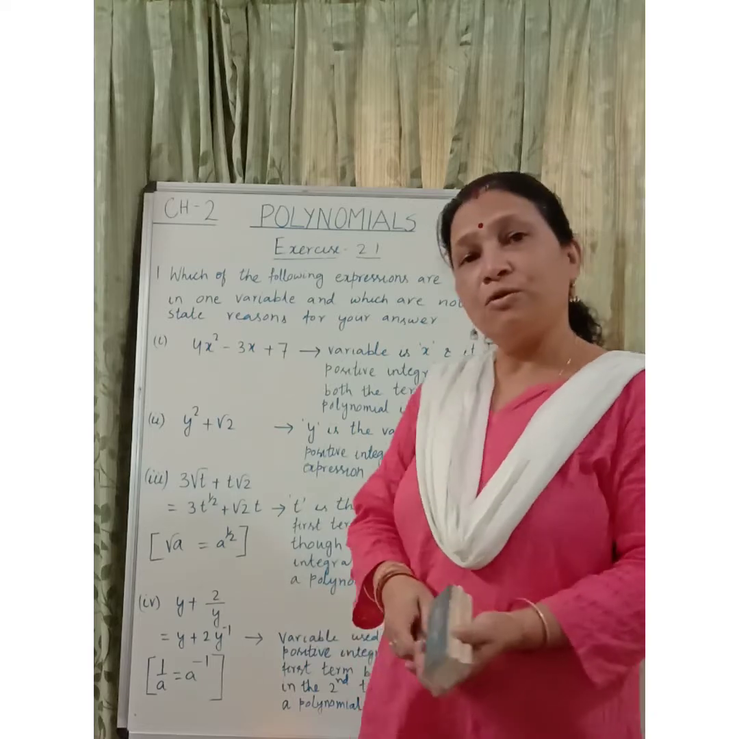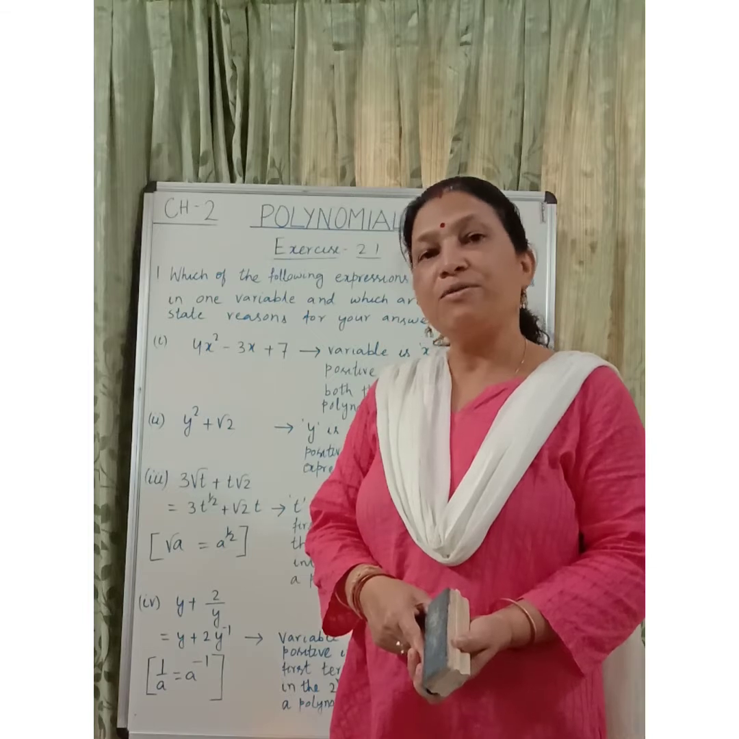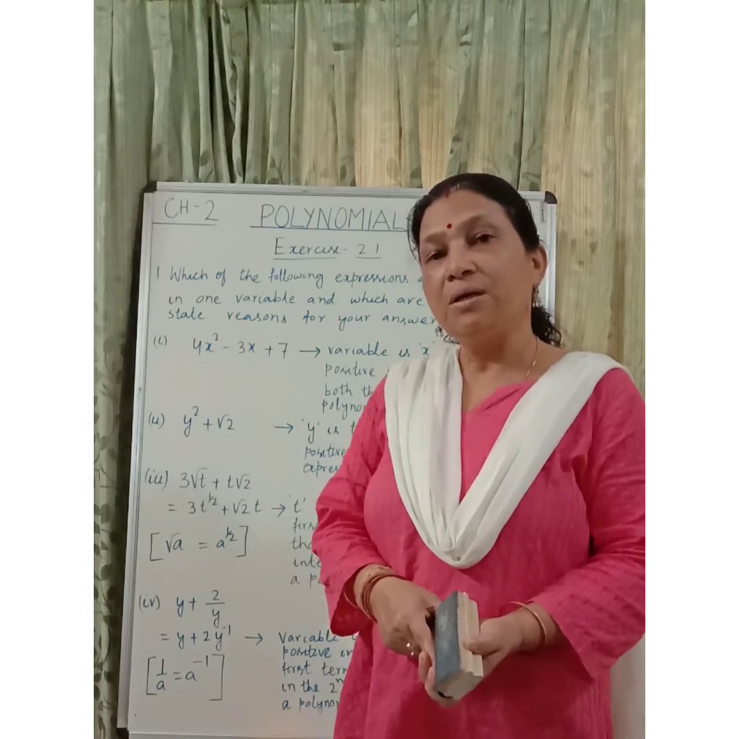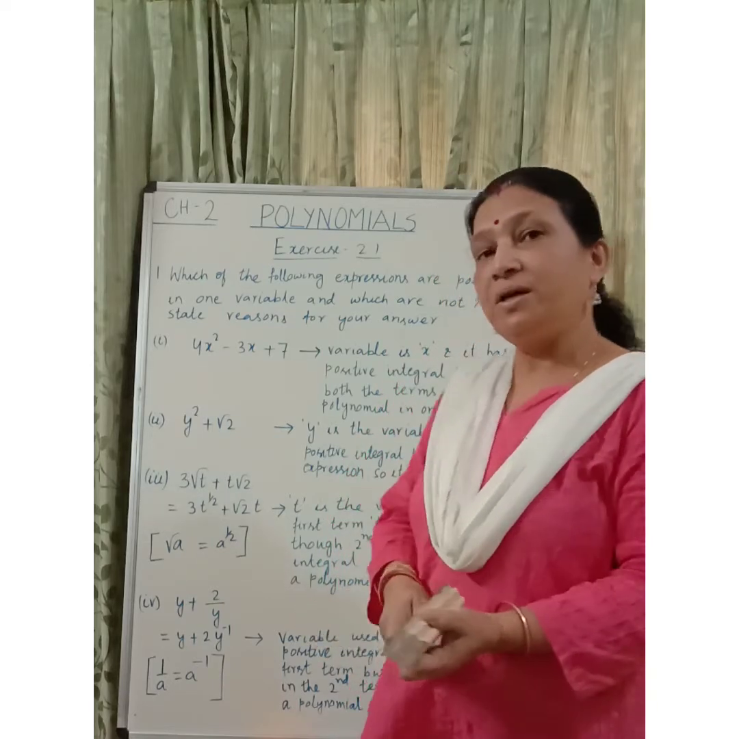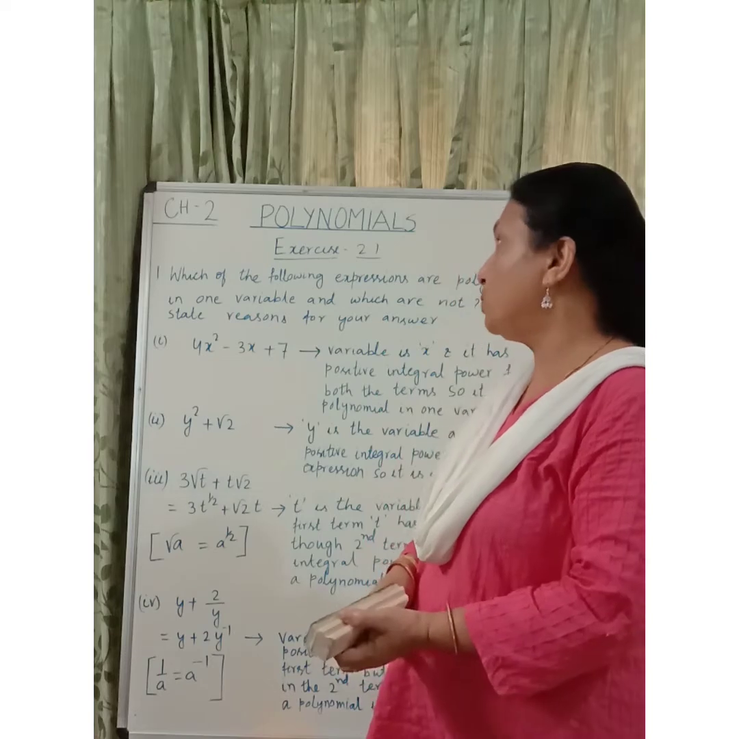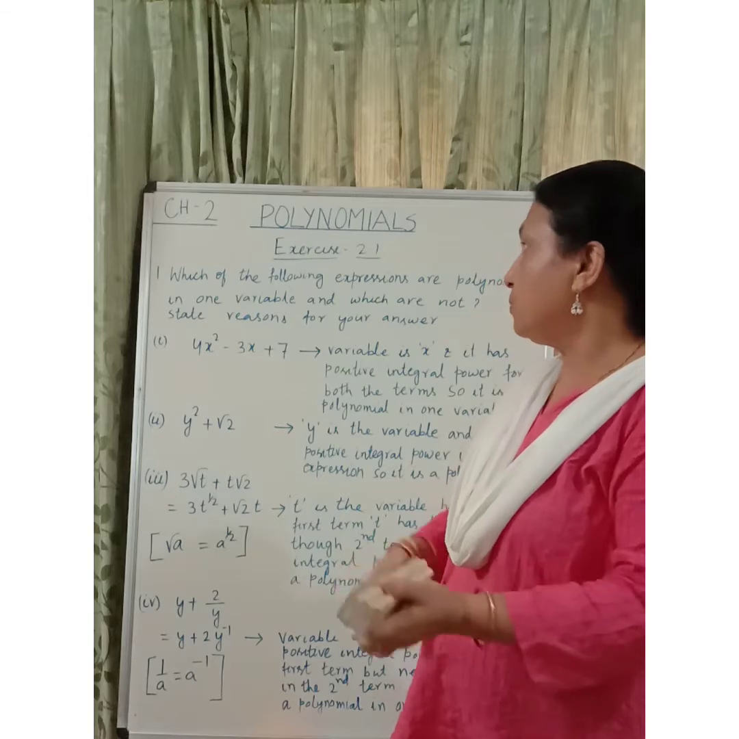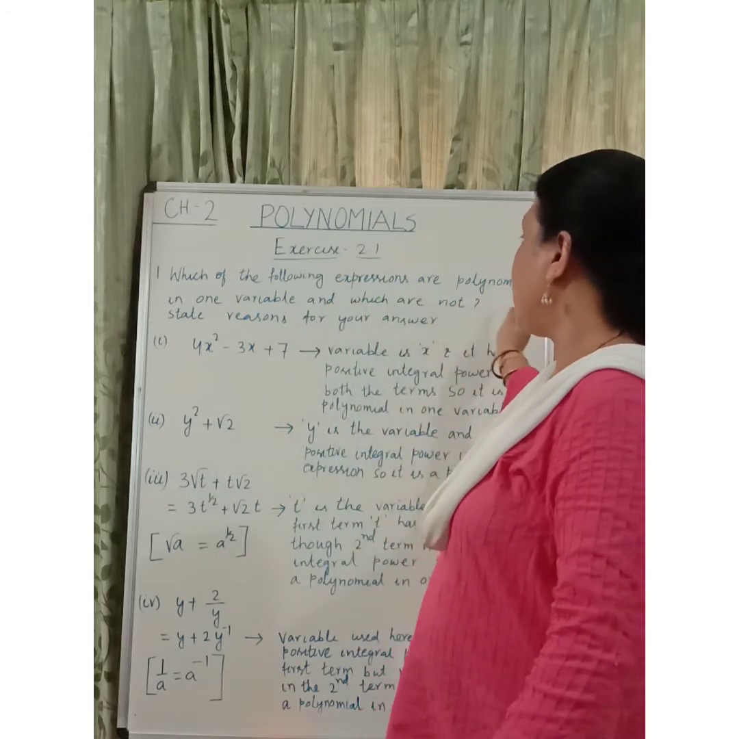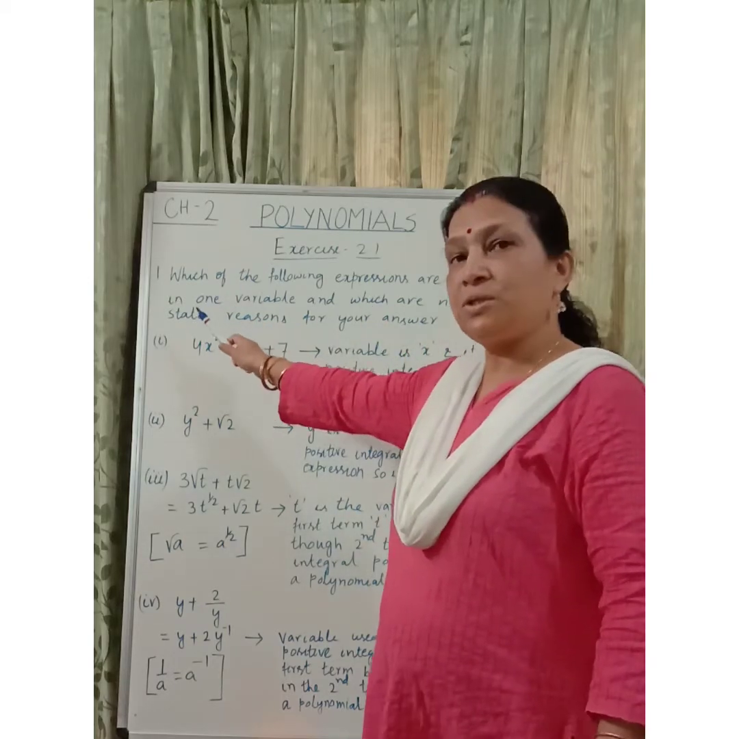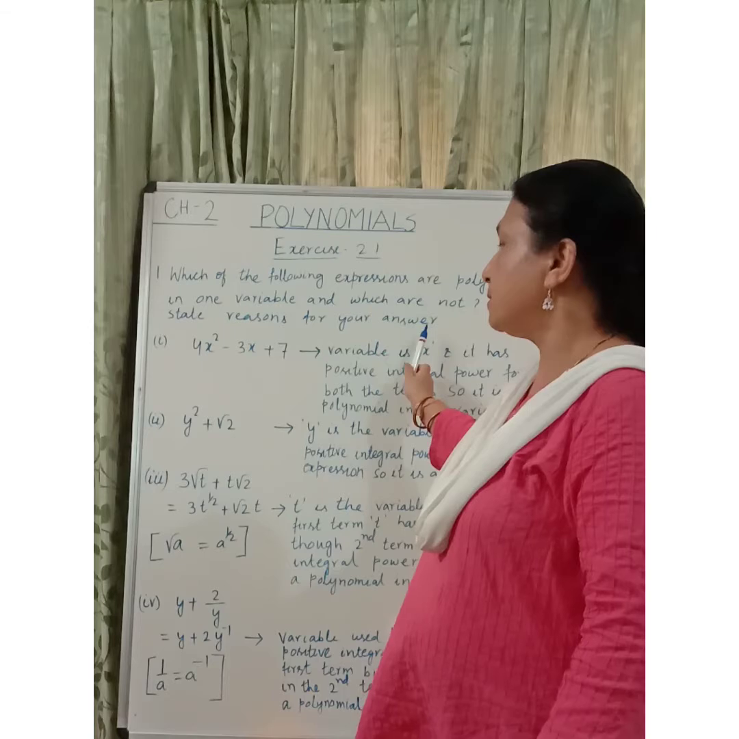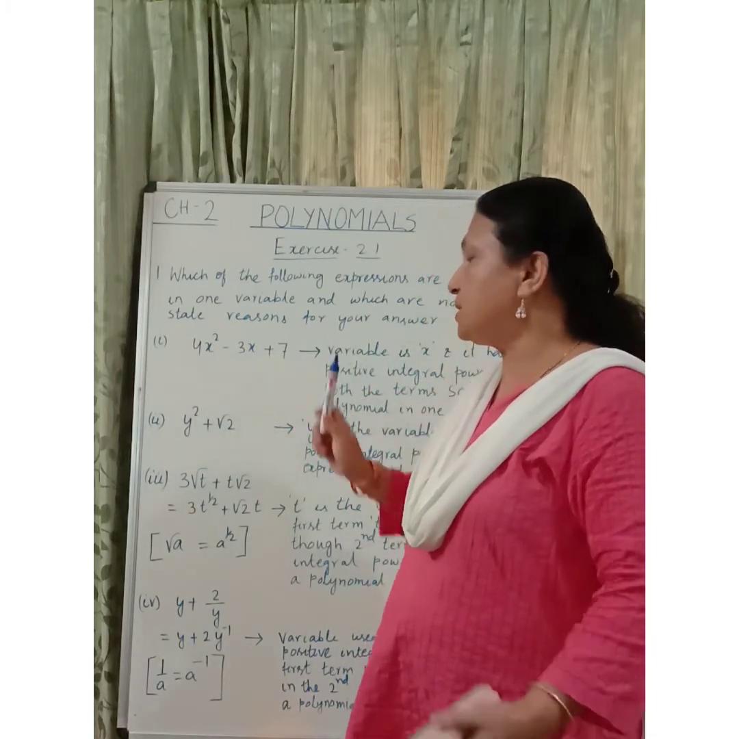Now, we also know about the different types of polynomials in terms of the terms, types of polynomials in terms of degrees. We know them. So here we'll be solving, today is exercise 2.1. We'll be doing a few questions now. First question, which of the following expressions are polynomials in one variable and which are not? And you have to state the reasons for your answer. The first question is 4x square minus 3x plus 7.